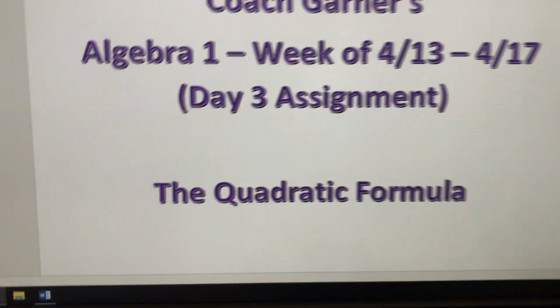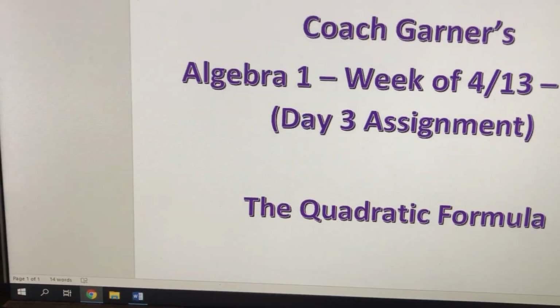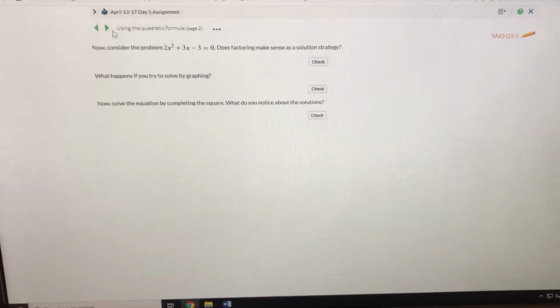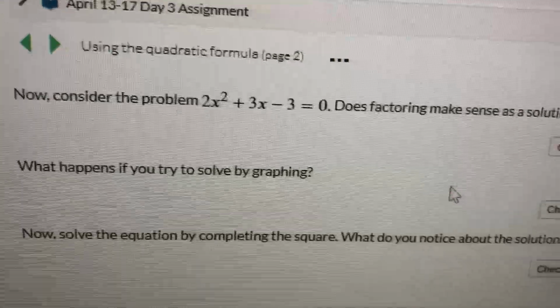The quadratic formula is going to be a fourth way to solve some of these. Sometimes you're going to run into some that don't really work out. They give us another one on page 2.